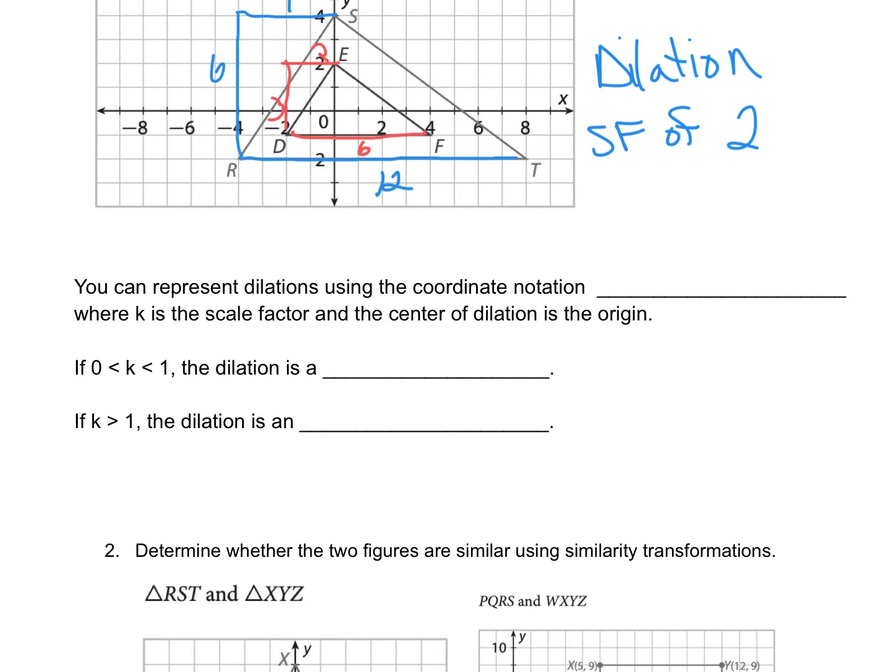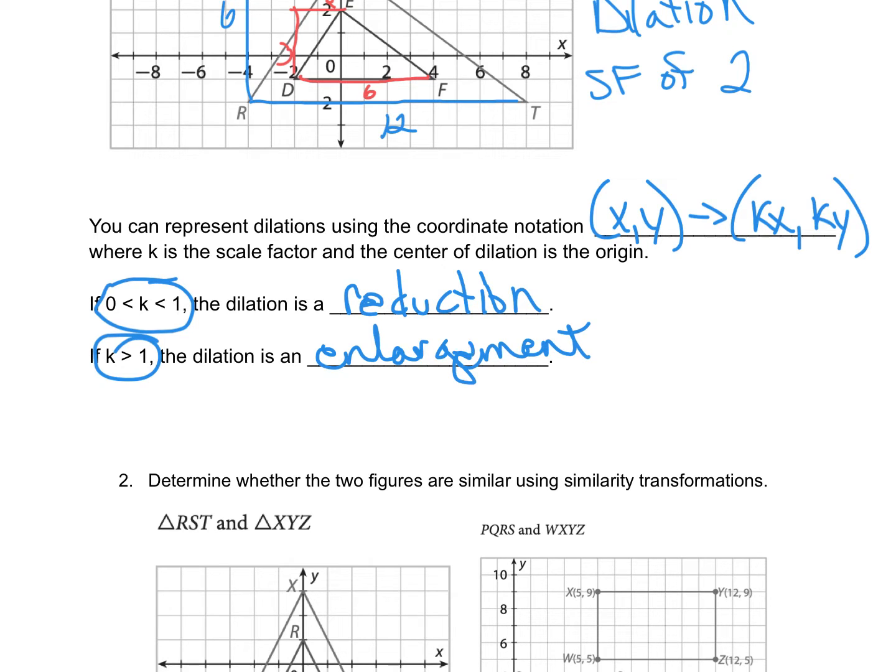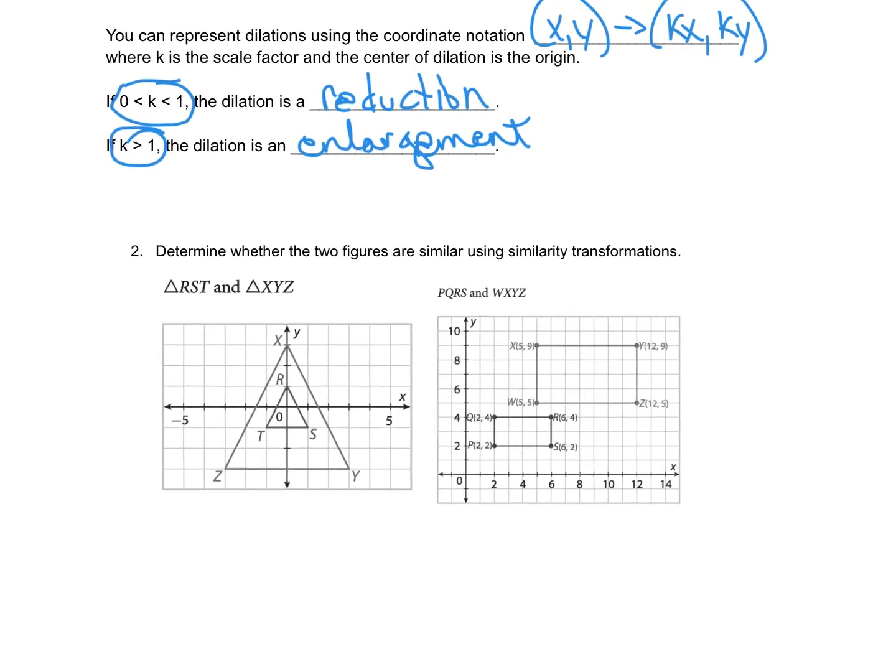Now you can represent dilations using the coordinate notation (x, y) goes to (kx, ky). Some number times x and the same number times y. Now if that number is between 0 and 1, the dilation is a reduction. It gets smaller. And if that number is greater than 1, it's an enlargement. So let's look at how dilations affect figures.